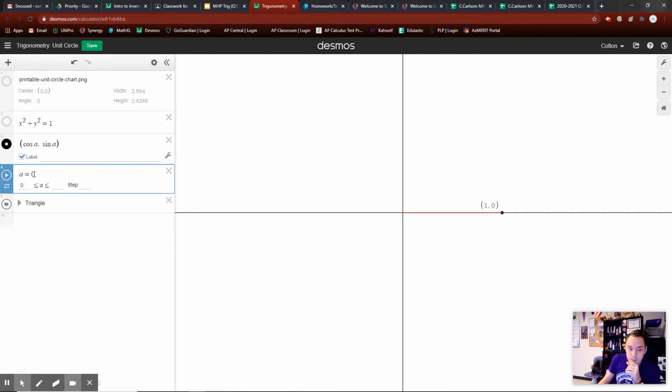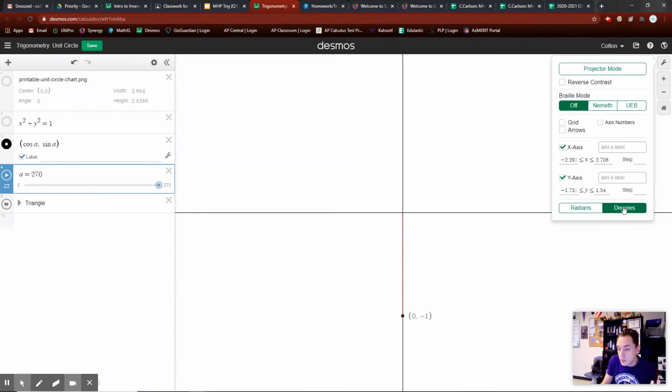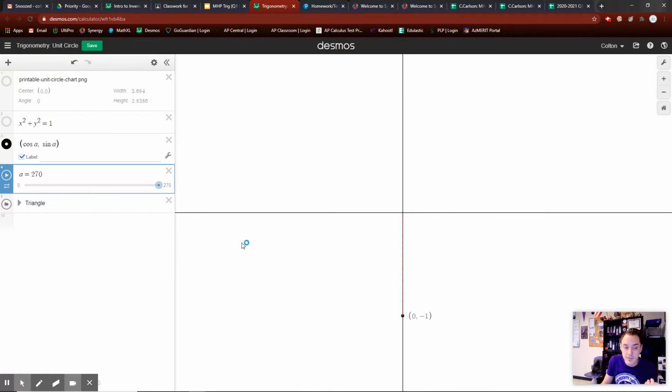My angle measure, my A, is 0, right? Now what if I want to change that to, let's just say, 90 degrees? Well, notice it's now at my 90-degree angle. That's my quadrantal angle. Great. What if I wanted to change it to 180? Notice how it's right here. Perfect. Now, what if I want to change it to 270? Awesome. That's another quadrantal angle, 270 degrees. Notice how I'm also in degrees. Perfect. Now, what if I want to change it to 360?